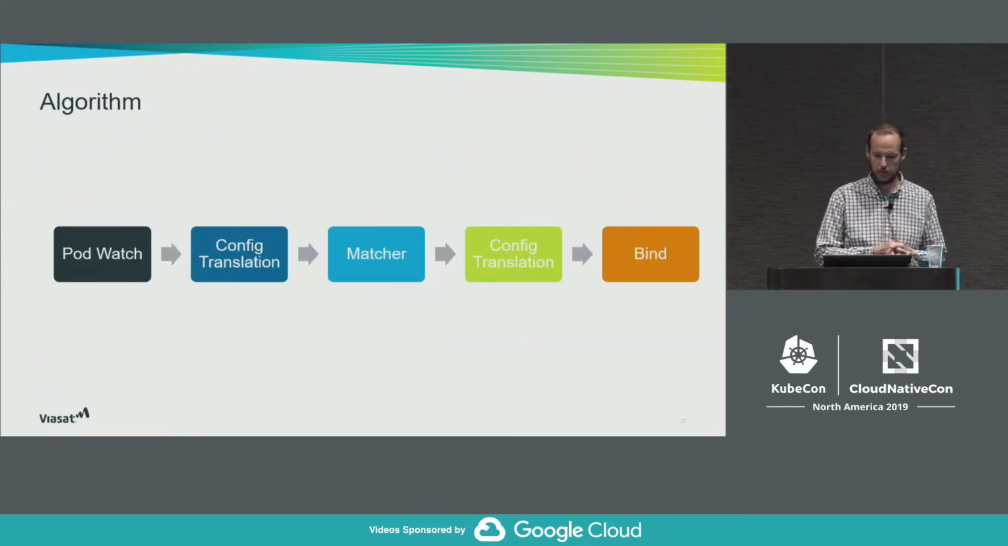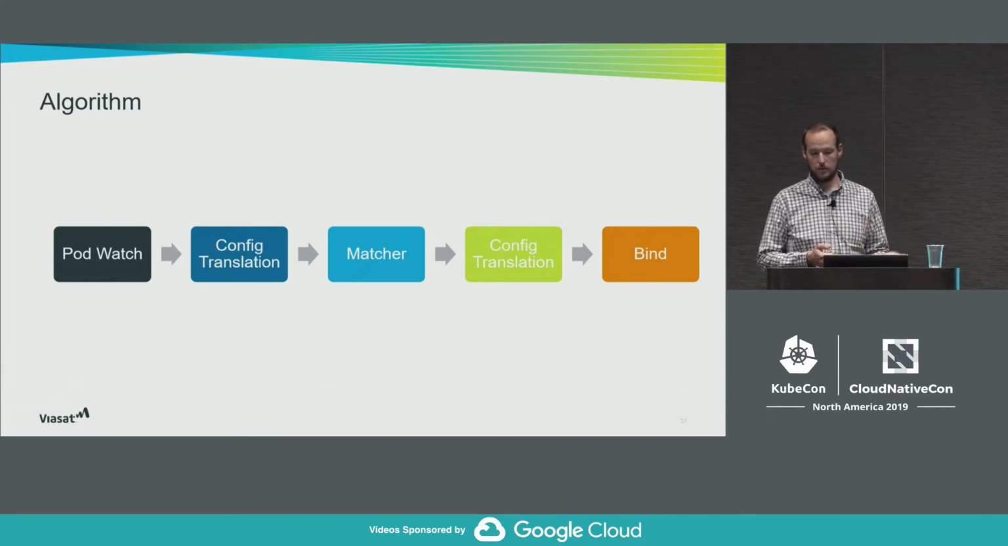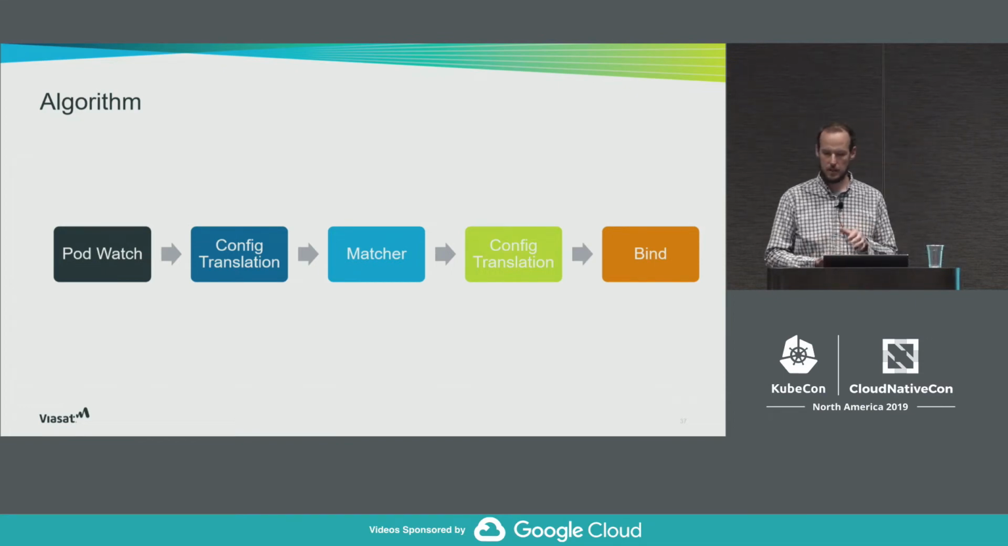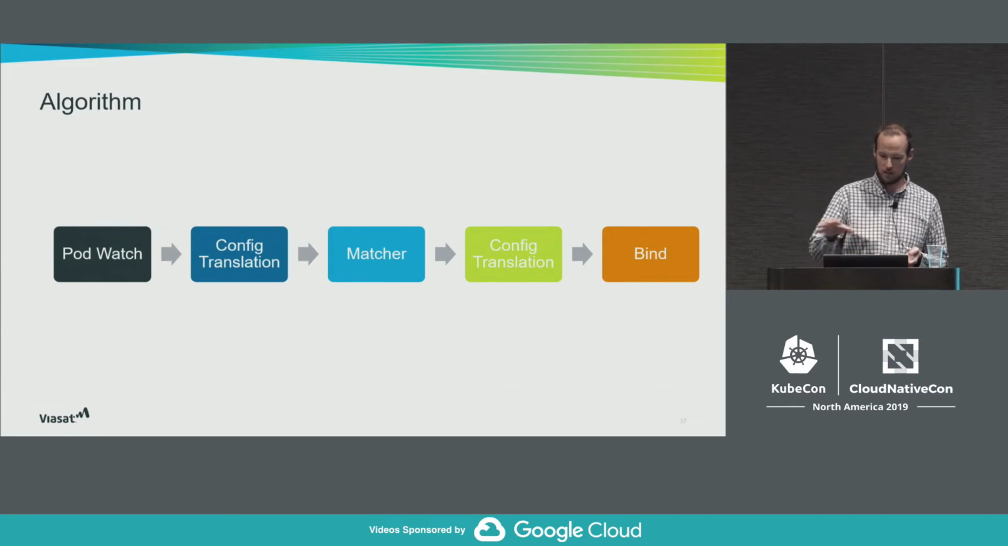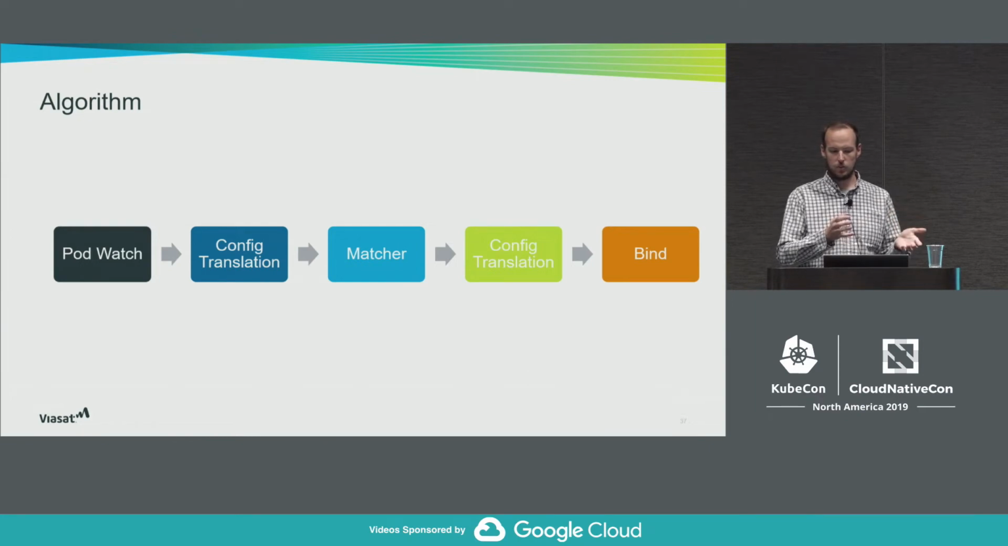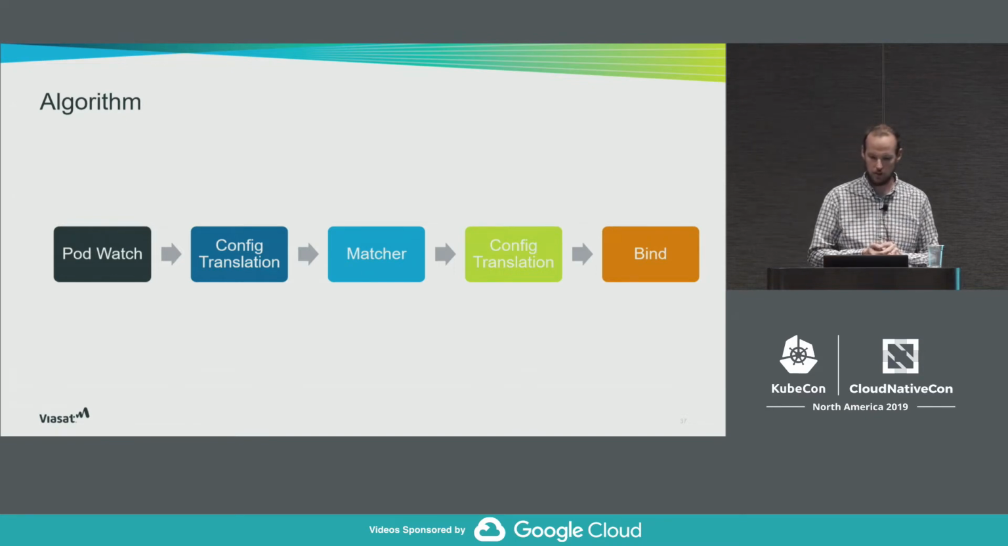So the main algorithm for the scheduler is it watches for pods to show up that are looking to be scheduled by this particular scheduler, translates the configuration from the pod into a common format that it uses to make a topology structure, matches the pod to the node, translates back to the pod's configuration structure, and then binds that to the node. And the reason why we do the config translation is because the scheduler has a concept of a generic topology structure, and every application has their own way of configuring it. So the config translation takes your specific application's configuration and translates it into this generic format that it can use to schedule.